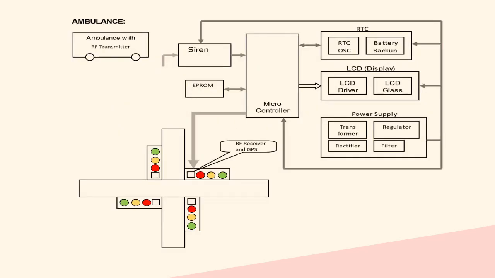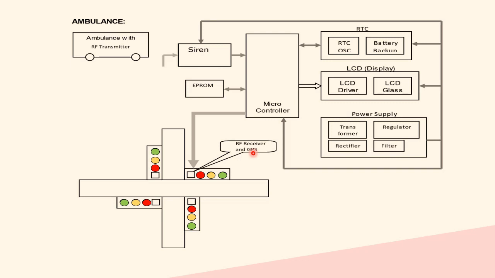Let me elaborate it to you with the help of a diagram. As we can see, the ambulance is connected with an RF transmitter, which will send the signal to the traffic junction about its arrival, and it is also connected with a GPS to get the live location of the ambulance. And the traffic signal junction is connected with the RF receiver and GPS. The RF receiver will receive the signal from the transmitter and will start the process of converting the signal to green on the road in which the ambulance is moving.